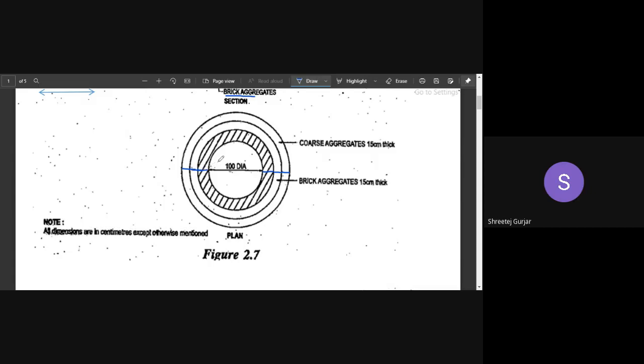So now what is the entire diameter over here out to out? Can anyone calculate? 100 plus 2 into what? 15 plus 15 plus 20. Can anyone calculate and let me know what is the overall diameter out to out in centimeters? Quickly, someone, out to out diameter.